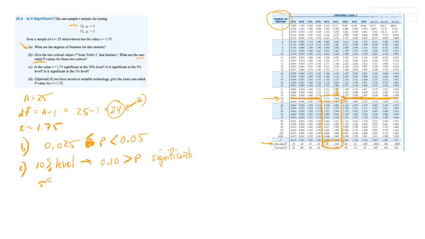At the 5% level, we can translate that to 0.05. Well, this is a little deceiving because we have up here that p is less than 0.05, which implies that it doesn't include 0.05. It's less than 0.05. So 0.05 is greater than p, excuse me. So this is significant.